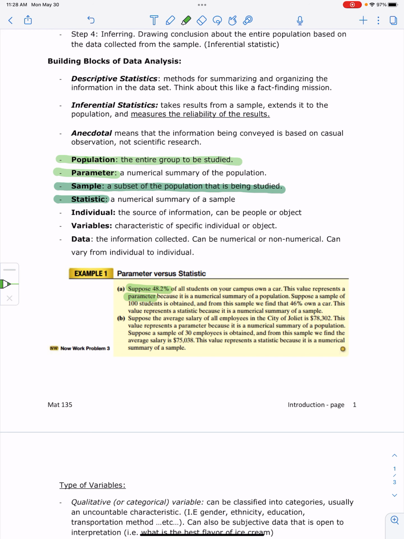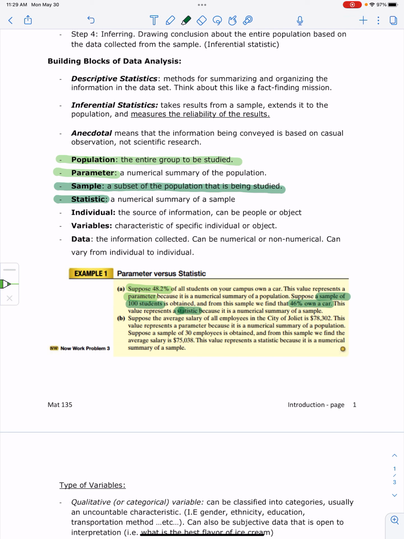If we dive down a little deeper and we sample 100 students, then we have a statistic. And here our statistic is this 46% that own a car. So we are going to use samples and statistics to compare to our population parameters.